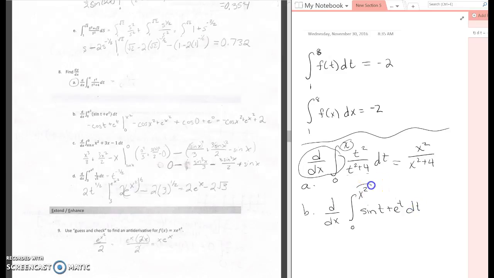What we're going to do is plug this x squared in anywhere we have a t. So we'd have sine of x squared plus e to the x squared. And then the only thing to note is, if this expression up here in the upper limit isn't just x, we have to think of using the chain rule when we take the derivative, and we multiply by the derivative of that. So since the derivative of x squared is 2x, we would do that.